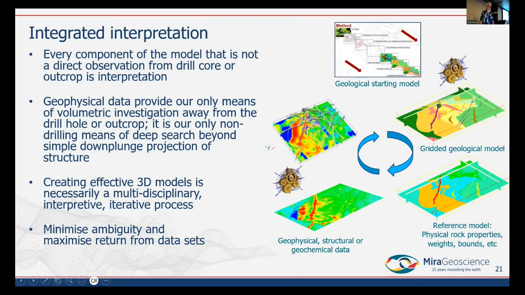And this approach helps to reduce the ambiguity in your interpretation, and ambiguity exists in all kinds of data. It's well known that geophysical inversions are often non-unique, but a lot of geological interpretation is also non-unique. So by combining everything, you're taking the best bits of all the data sets, or the last little vestige of information in every data set, and combining it to come up with the best possible model.